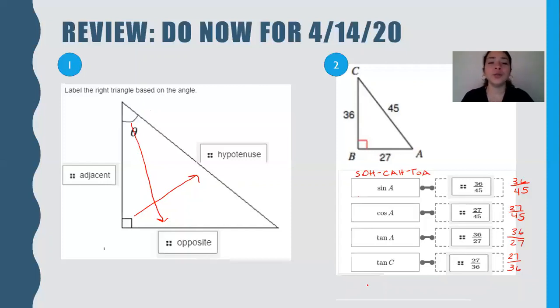So that's it for your do now. If you do have any questions, make sure to pop in during office hours. But as always, you can retake this as many times as you need. So if you did not get the score you wanted the first time, go ahead and retake it.